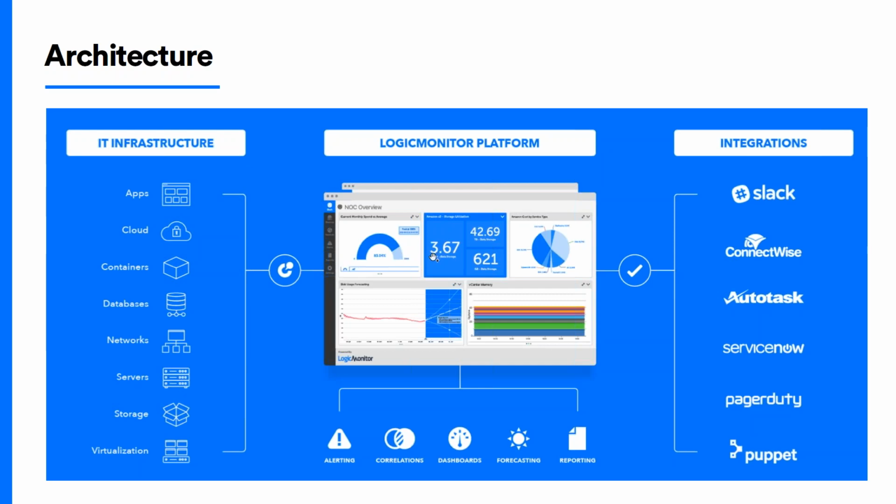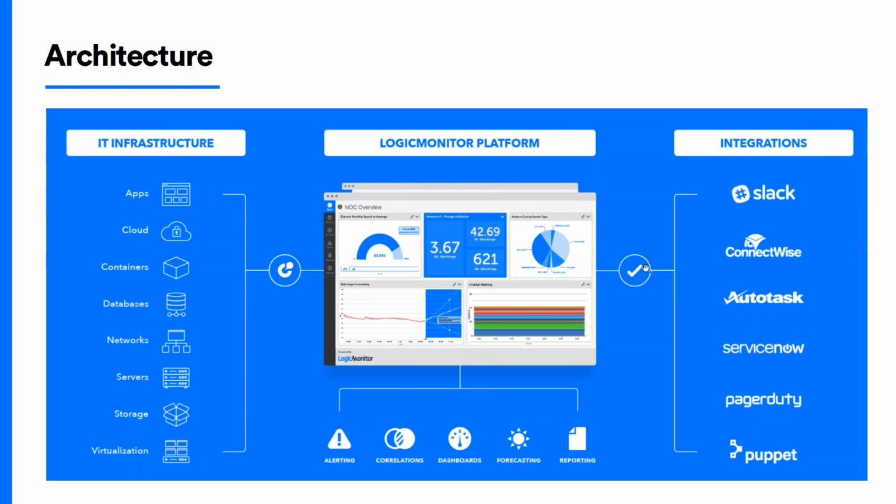We have 3 data centers around the world, and you log in and see this type of interface, which you'll see in detail in the demo. In that web interface, we have alerting and controlling that. We have graphs and data showing correlations, dashboards, of course, which you see on this screen, forecasting, when will I run out of space on that hard drive, etc., and then, of course, reporting.